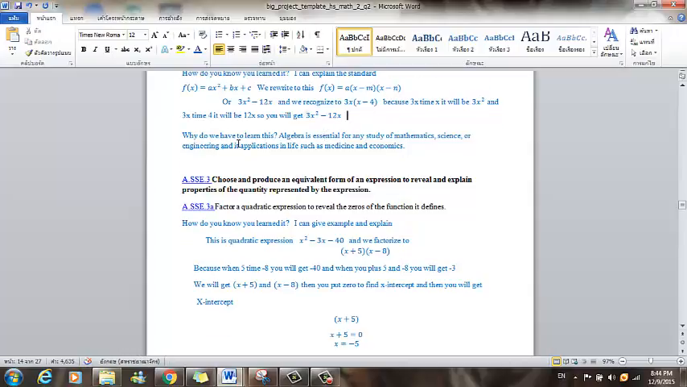Why do we have to learn this? Because algebra is essential for any study of math, science or engineering, and it is applied in life, such as in medicine and economics.